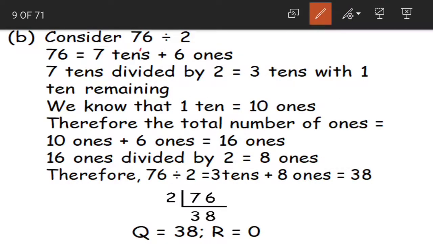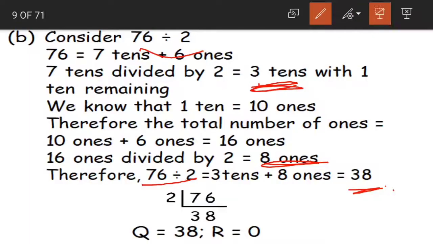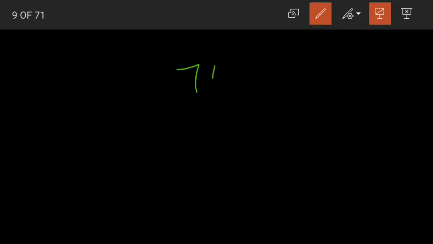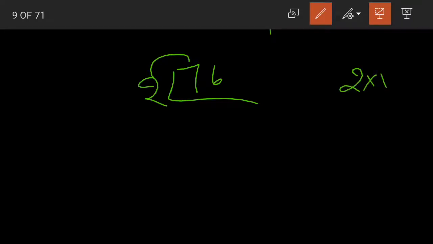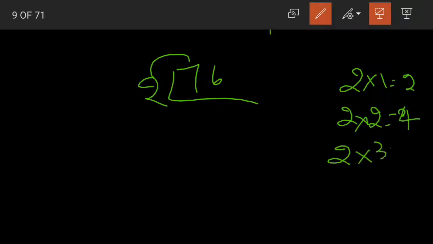Therefore, finally 76 by 2 is equal to what? 3 tens and 8 ones. That is nothing but 38. See, 76, right? Yes. 76 divided by 2 in the short division method. Now first what we'll do, we'll take 7. Let me write the 2 table here so that you'll be able to understand it clearly.